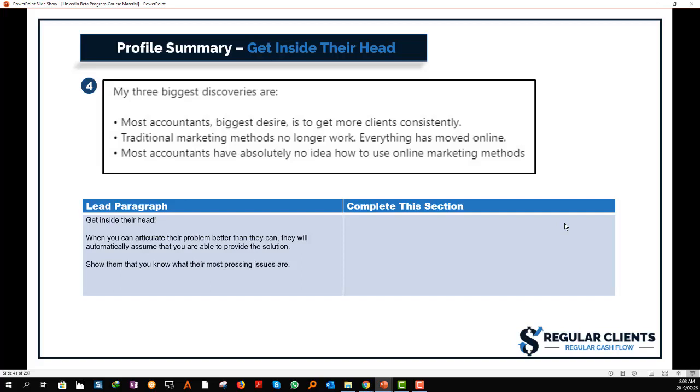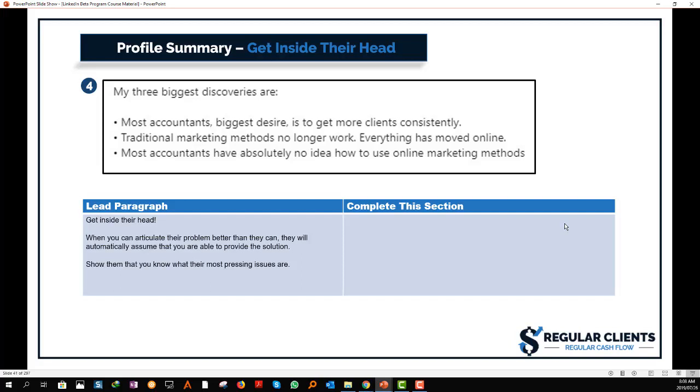entering the conversation that's already going on inside their head, because the minute that you can actually explain or enunciate their problem better than they can, they automatically assume that you've got the answer, which, by the way, is actually quite true, because that's the only way that you can actually get to that position. So you can see here, what comes out is I'm talking about my 3 biggest discoveries.